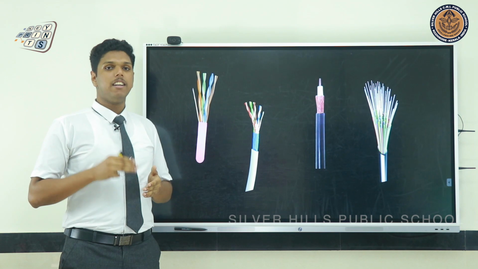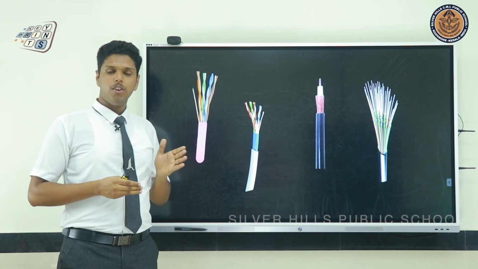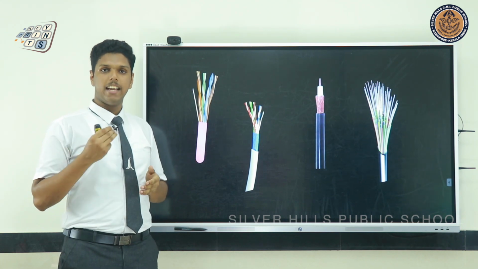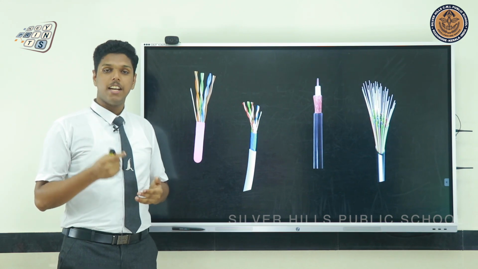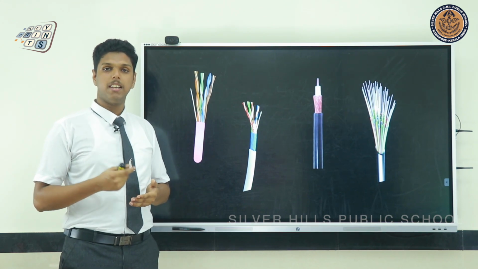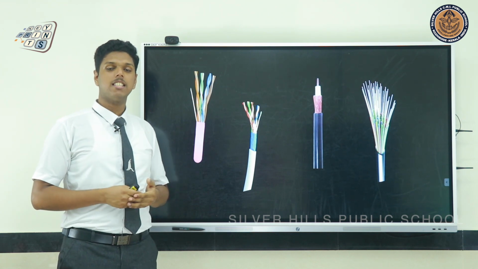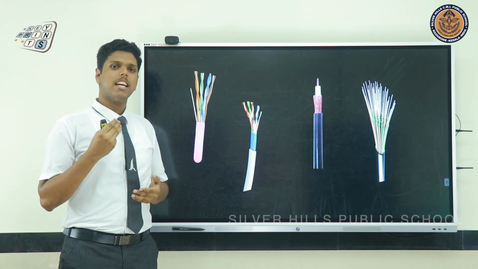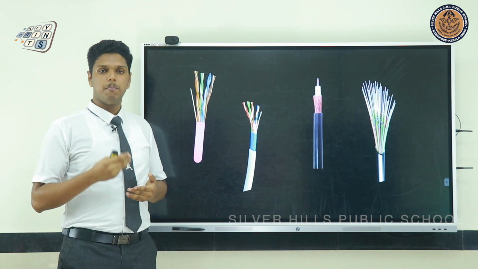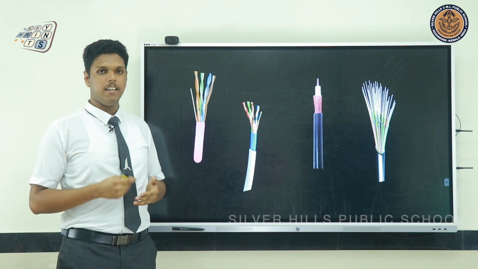TPC is also available in different categories. Category 1 to 5 is commonly used for Ethernet connections, whereas Category 6 is used for transmitting data of up to 200 megabits per second. And then we discussed Category 7, which can support more than 200 megabits per second for transferring data.